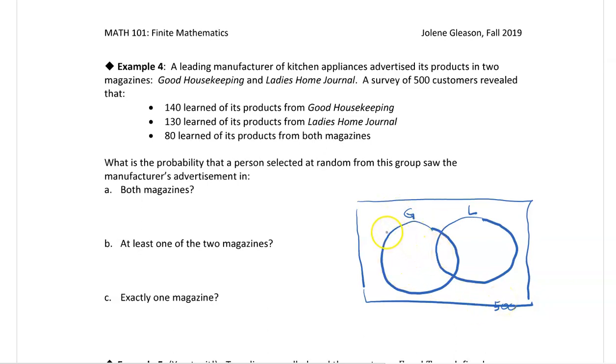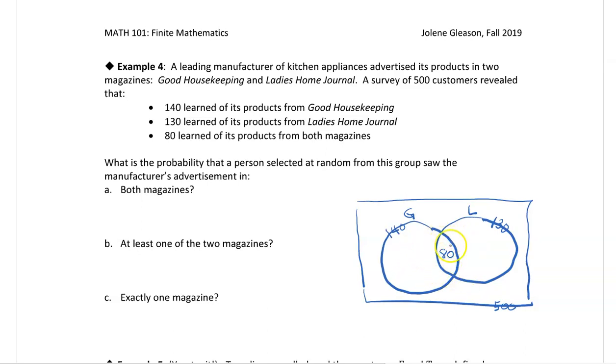We know that 140 learned from Good Housekeeping. Now some of those people might have also learned from Ladies' Home Journal, so I'm going to put it on the line. 130 learned of the products from Ladies' Home Journal, and 80 learned of the products from both magazines. Those are the people in the intersection here. They said, yes, I learned about this kitchen appliance from Ladies' Home Journal, and I also saw it in Good Housekeeping. All right, so now we've got our Venn diagram all set up.